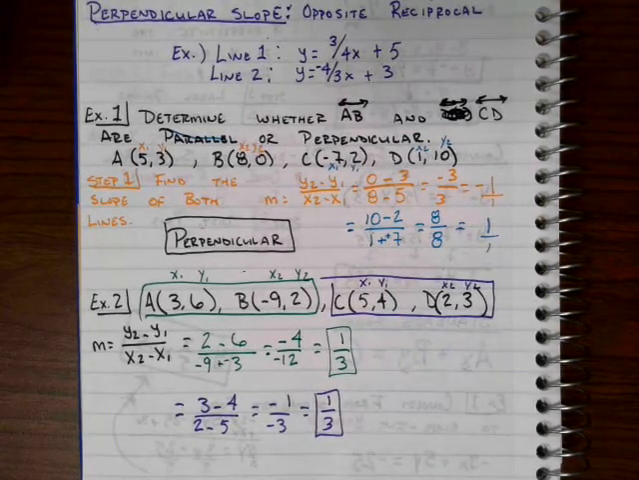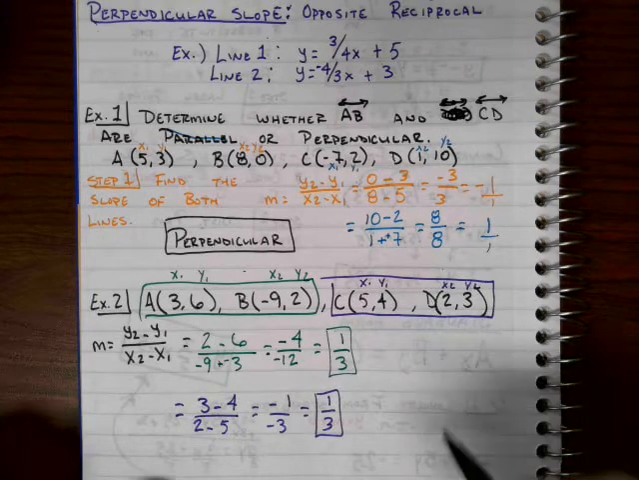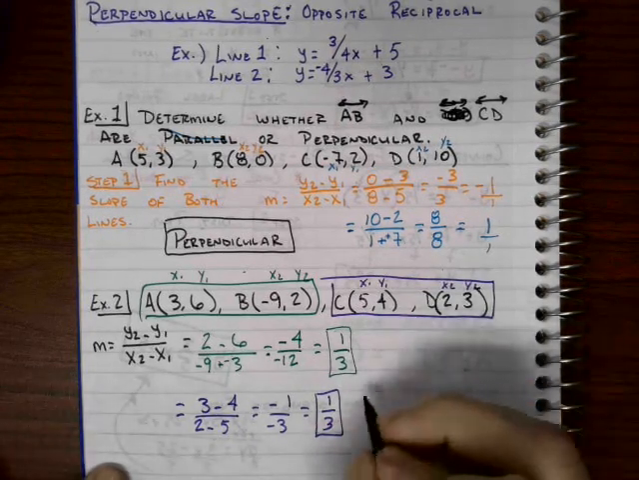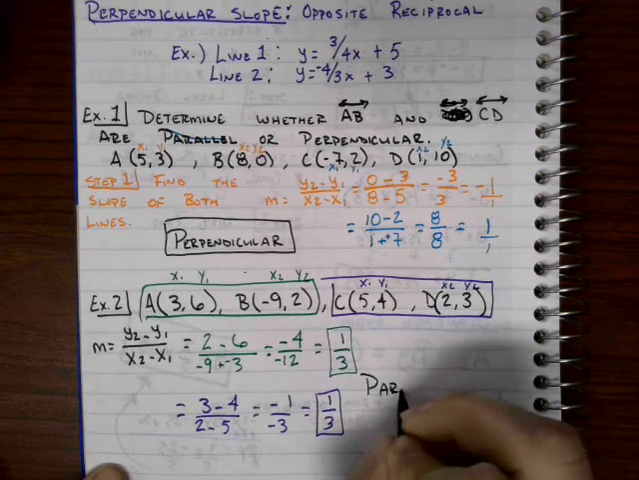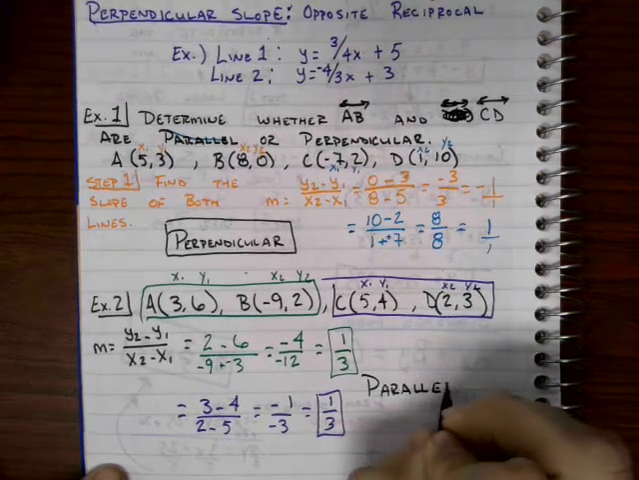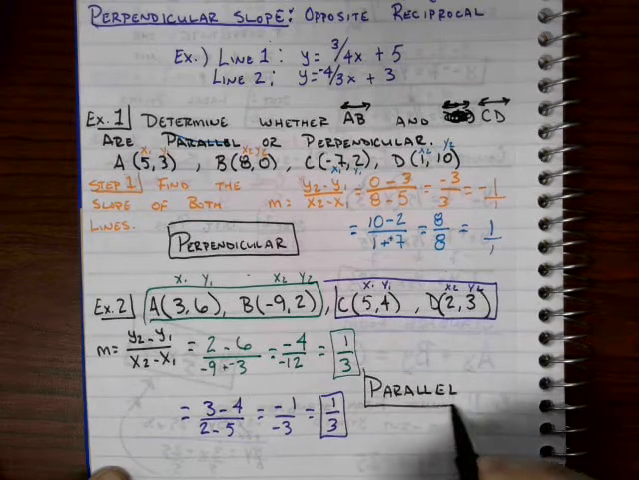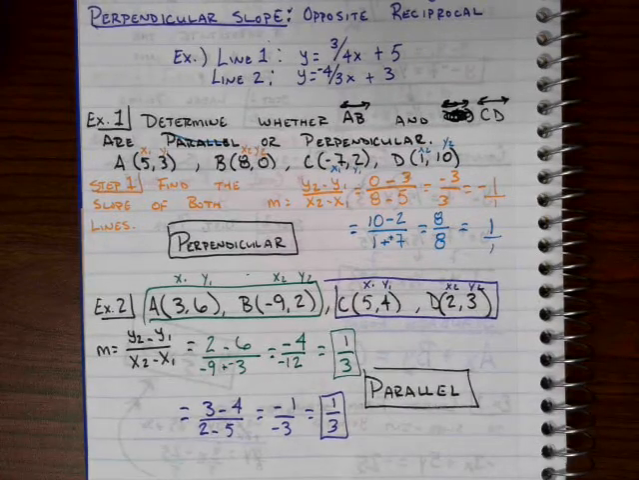Parallel or perpendicular? These are parallel. Their slopes are the same. So these two lines would be parallel. Their slopes are exactly the same. They're identical. All right.